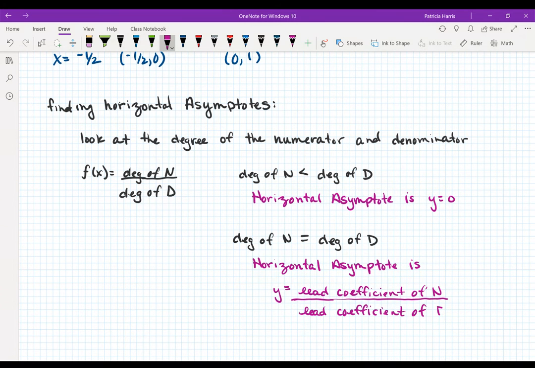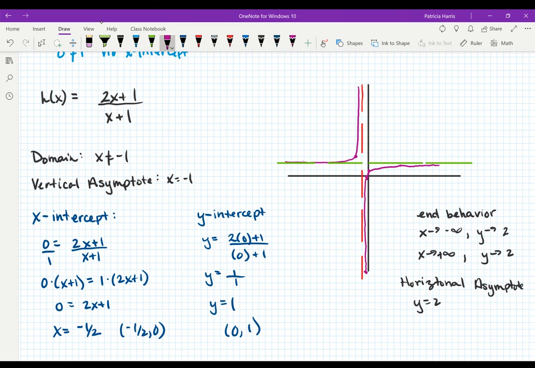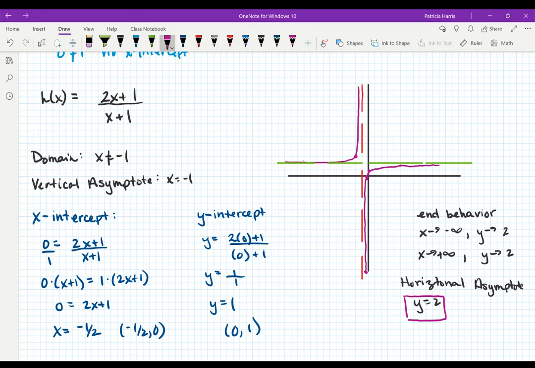Okay, so let's go back and take a look at what we have here. The lead coefficient of our numerator was 2. The lead coefficient of our denominator was 1. Well, guess what? Our horizontal asymptote turned out to be 2 over 1, right? Okay, so if the degree is equal, and for this one, h of x, the degree on the top and the bottom is both 1, your lead coefficient divided by your lead coefficient is your horizontal asymptote.